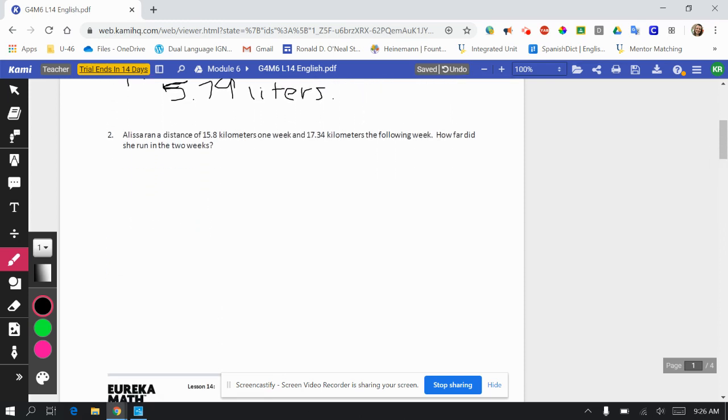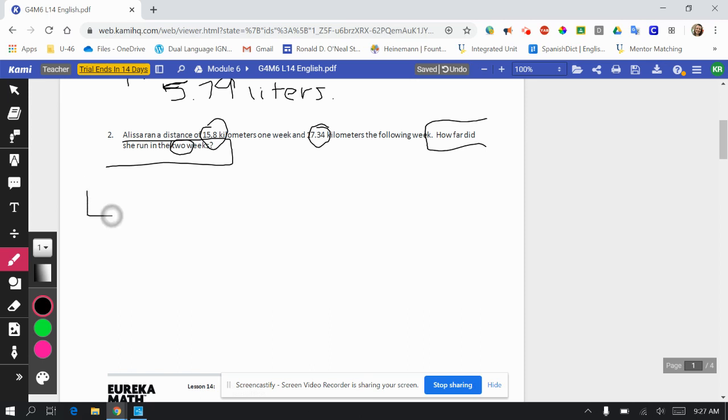All right, box the question. Check. Circle the numbers. There's another one hiding. Do you see it? The word 2. Underline important information. Alyssa ran a distance of 15.8 kilometers one week and 17.34 kilometers the following week. How far did she run in the 2 weeks?